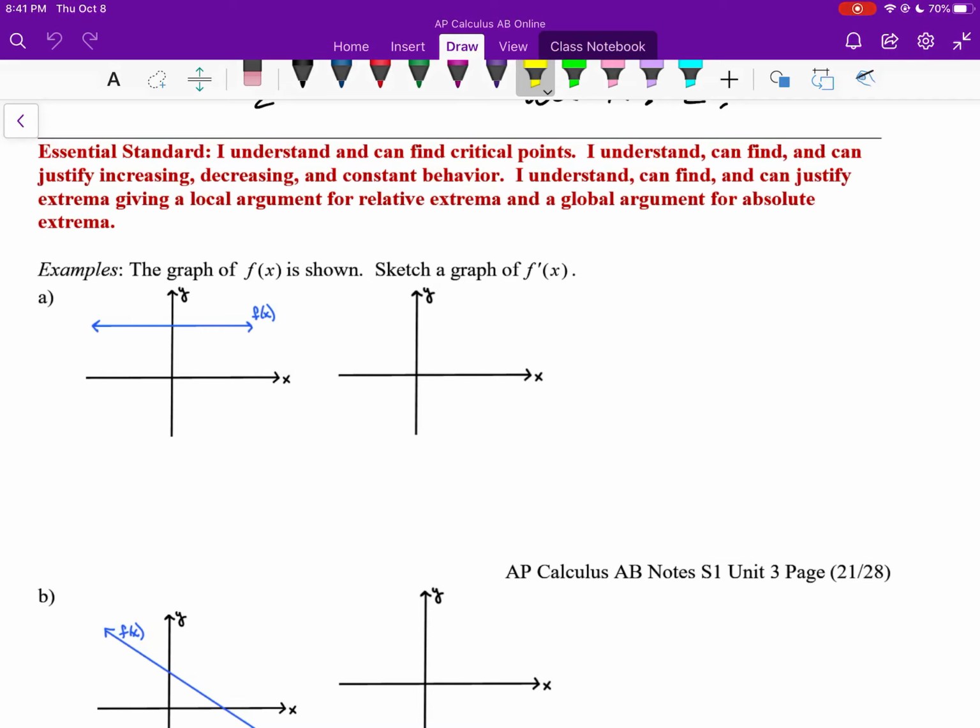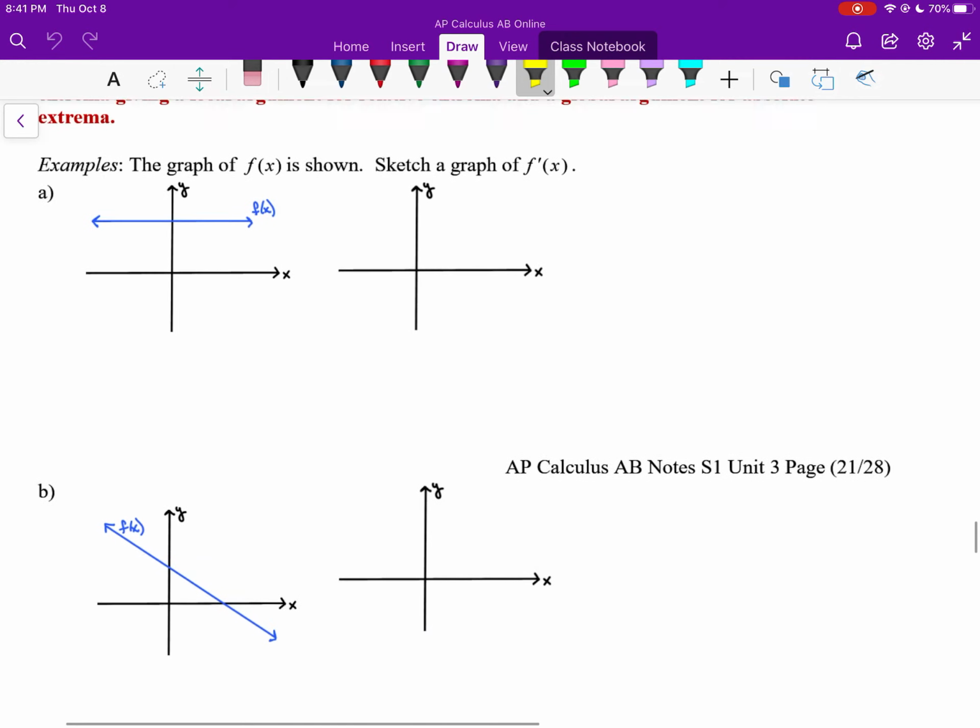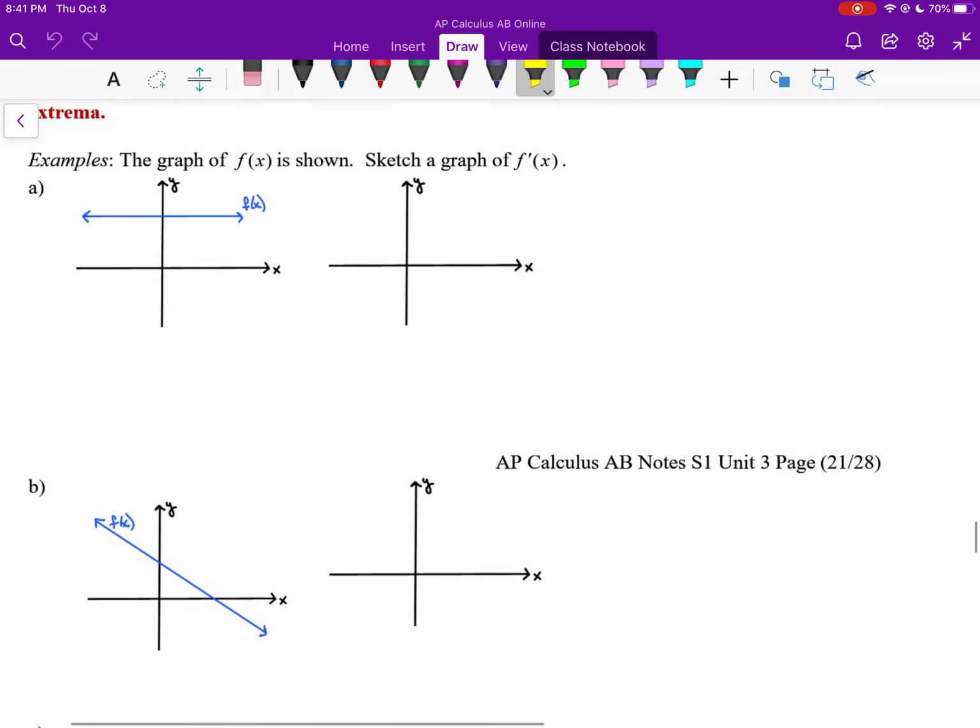We're continuing to work on the same standard that we worked on previously: finding critical points, finding and justifying increasing, decreasing, and constant behavior, and then finding and justifying extrema, giving a local argument or a global argument as appropriate. So over here we have a couple examples.